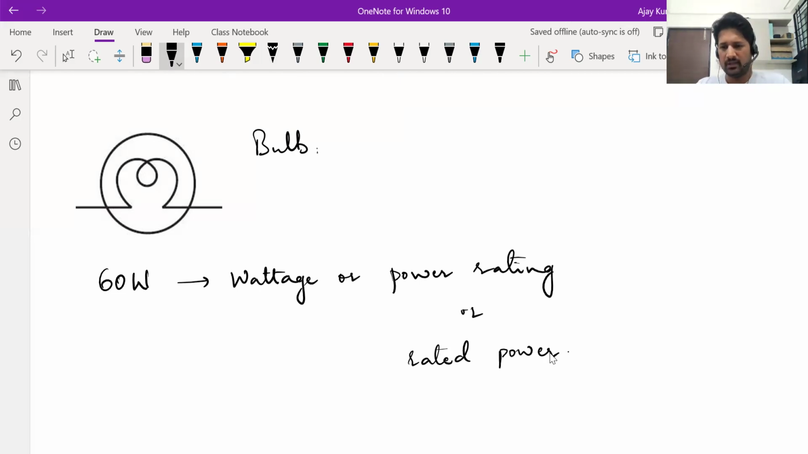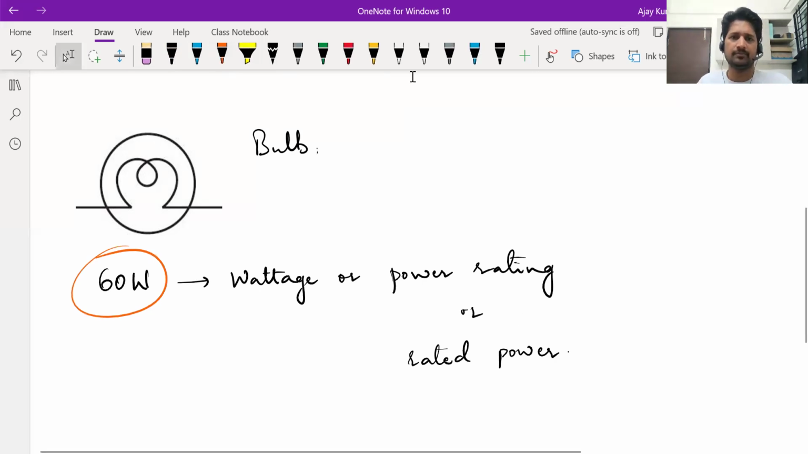Suppose there is this 60 watts written on a bulb, or suppose you buy an LED bulb and 9 watts is written on it. What does this mean? Or what does this value suggest? Anyone? The maximum power the filament can withstand. The maximum power it can withstand. Kind of, yes.